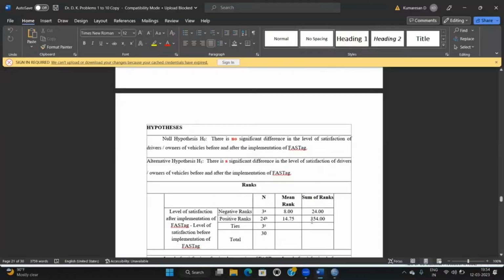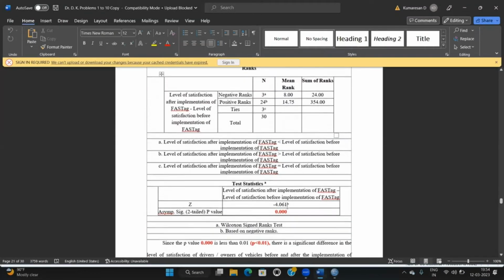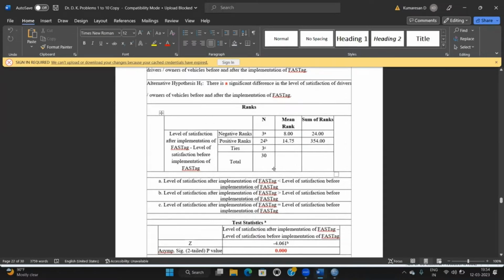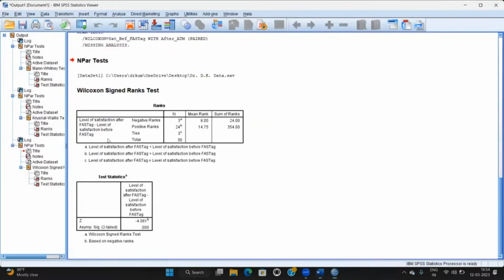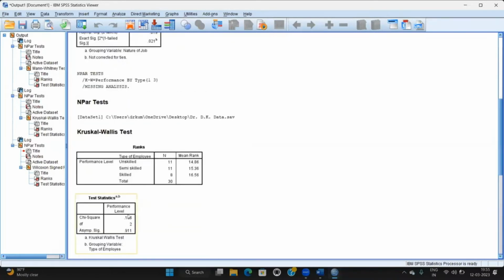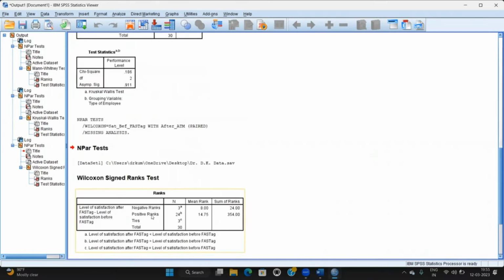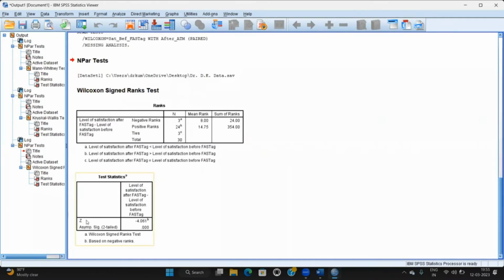Let me come to the Word document for easy understanding. Here also 2 tables of output are given. Here the Z value and P value. Earlier it was chi-square, degrees of freedom and P value. Now Z value and P value.